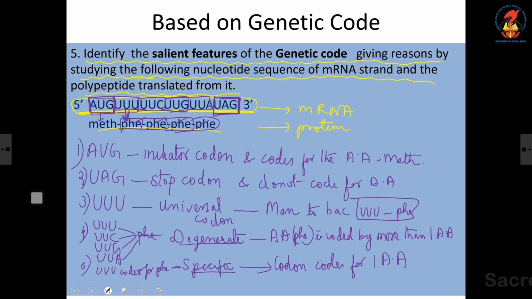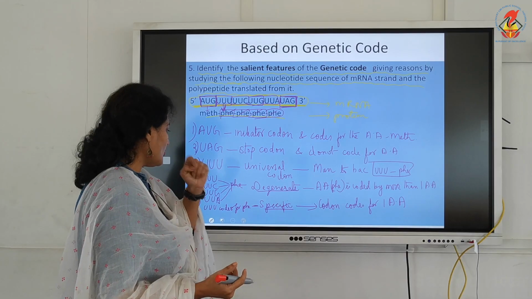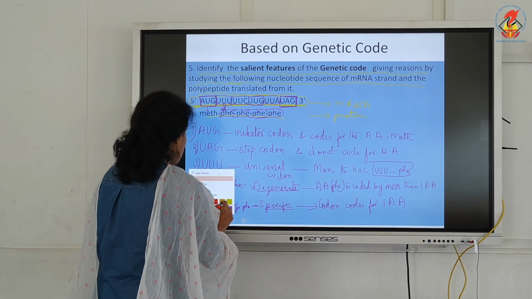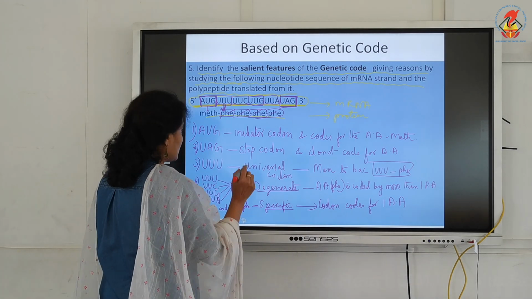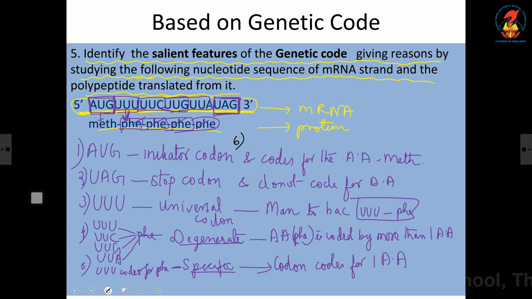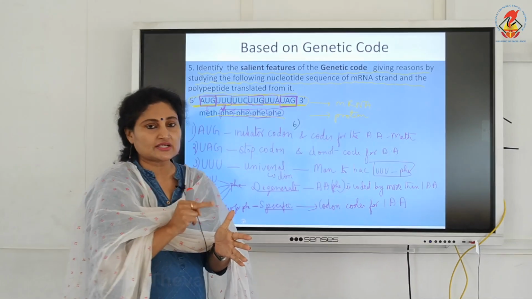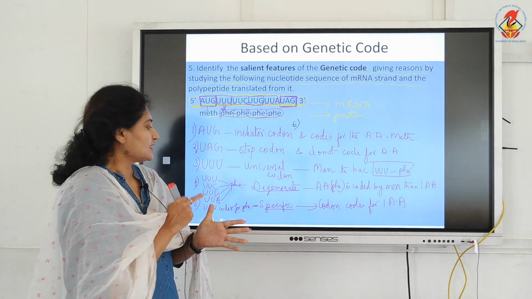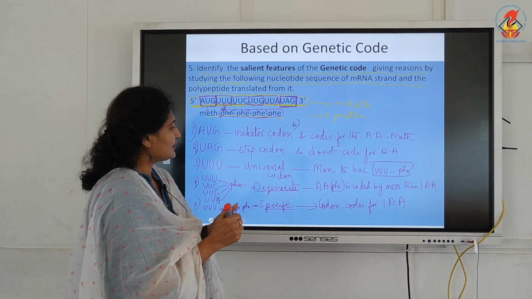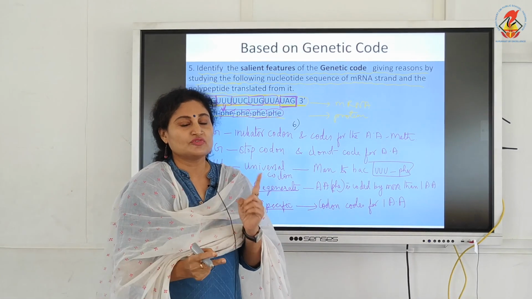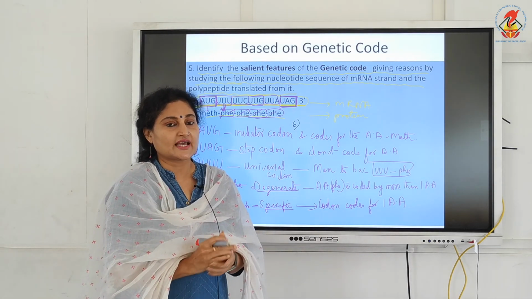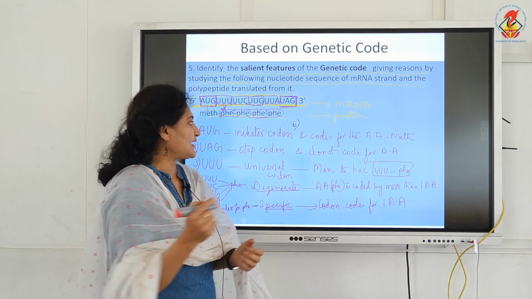So, we have incorporated nearly everything, but one more feature is left. Let us check whether we can incorporate that or not. When you cross check, we got the initiator codon incorporated, we got the stop codon incorporated, we got the universal codon incorporated, we got degenerate, and when we incorporate degenerate, automatically please incorporate specific. Degenerate and specific. So, what is left? We have left one feature, that feature which states that mRNA is read in a continuous manner.